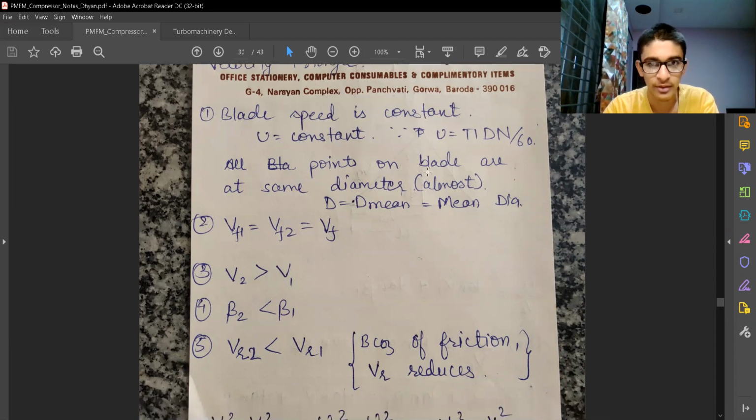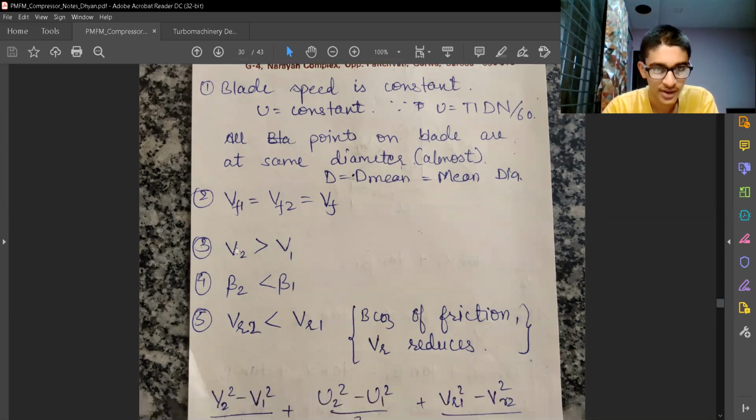All points on the blade are at the same diameter, at the same distance away from the center. So we define the blade speed, which is pi D N by 60, and it remains always constant. D over here is the mean diameter, so that's also a constant. Then I said the flow velocity Vf remains constant, so we have Vf1 is equal to Vf2. This is the ideal case, where there is no frictional loss or energy loss.